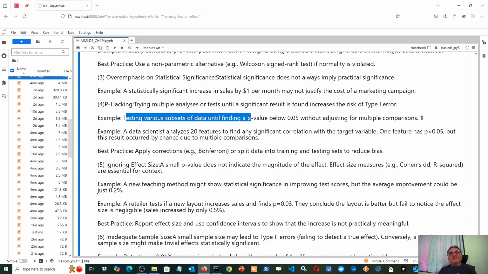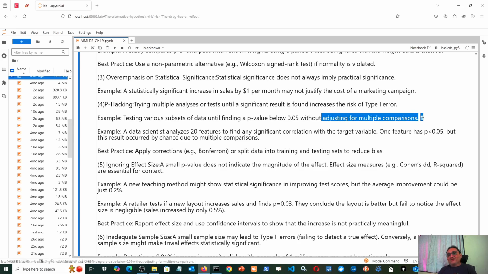For example, testing various subsets of data until finding a p-value below 0.05 without adjusting for multiple comparisons. You take first subset and second subset and third subset, then are you taking enough care that each subset is independent, and are you using your statistical tests with proper adjustment for multiple comparisons and all that? Then this is called p-hacking, that somehow you hack your way to the desired outcome. Okay, so that is not at all to be done, right?